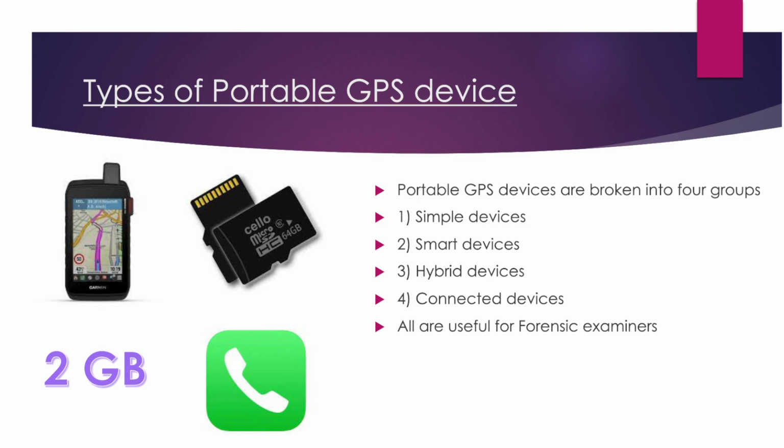Hybrid devices have the capabilities of smart devices, whilst being able to Bluetooth connect to a phone and be used for calls. Forensic examiners therefore have access to calling data as well as the typical location data. The last is connected devices, which are like hybrid devices, but have their own GSM cellular, radio, and SIM card. All of the types of devices are useful for forensic examiners to gain information.